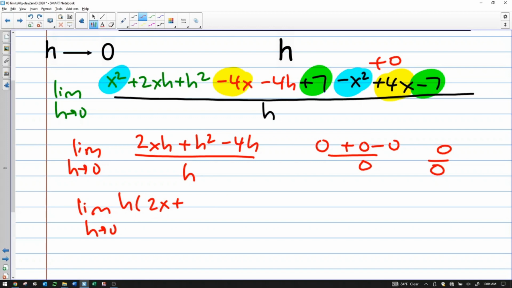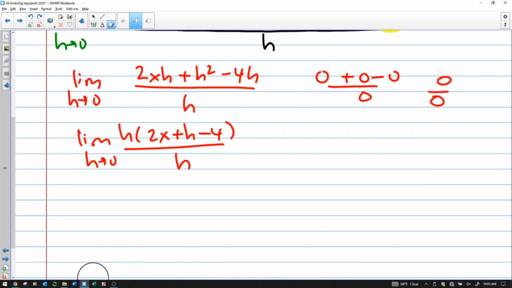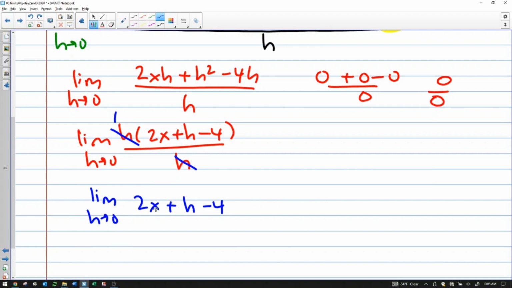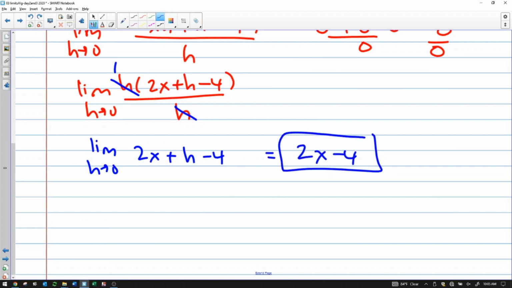If you factor out an h here, and here's where students get stuck. They factor out an h, but they don't do anything about it. Why did we factor out the h? Yeah, we're hoping to cancel it. So if you cancel it out, what you get is the limit as h goes to 0 of this expression, 2x plus h minus 4. And this expression says, everywhere there's an h, what am I going to plug in? 0. So this answer is going to be 2x minus 4 when I plug in.